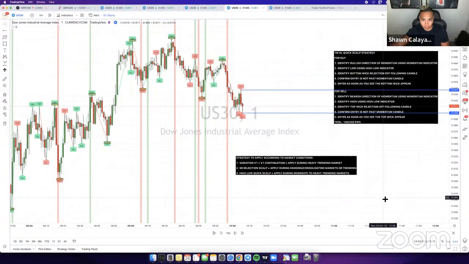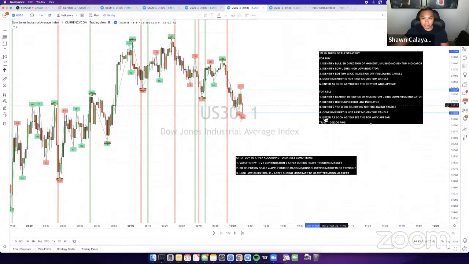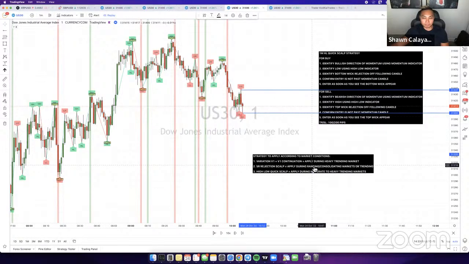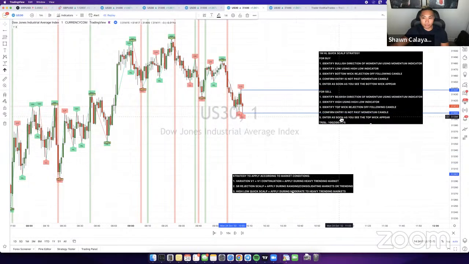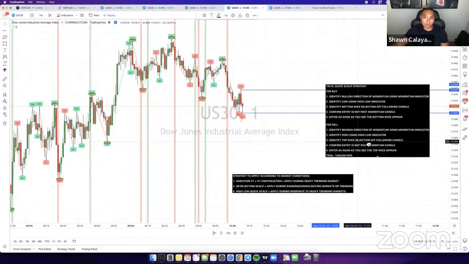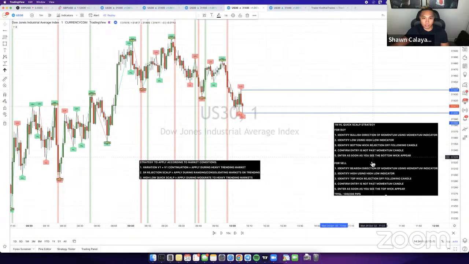But for the most part, these all work pretty solid throughout all types of conditions. It's just when you see something like this, you might want to skip it. So for this one right here, I probably wouldn't have taken this trade, but I'm just going to use this as an example to show you this type of entry. However, you'll see why I wouldn't take this trade here, because price is actually going sideways.